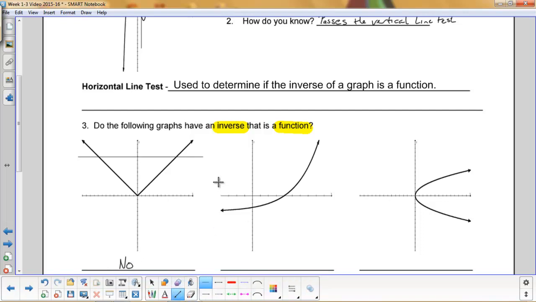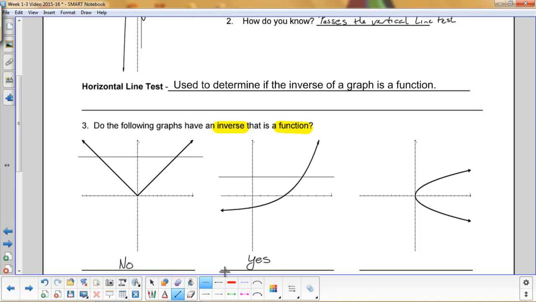Graph number 2, draw a horizontal line here. Notice that this passes through once. If I were to move it anywhere along this graph, the same would be true throughout. Now that, we would learn in another way, is also true because this is a transformed version of the exponential parent function. The inverse of an exponential parent function is the logarithmic parent function, and the logarithmic parent function obviously is a function.